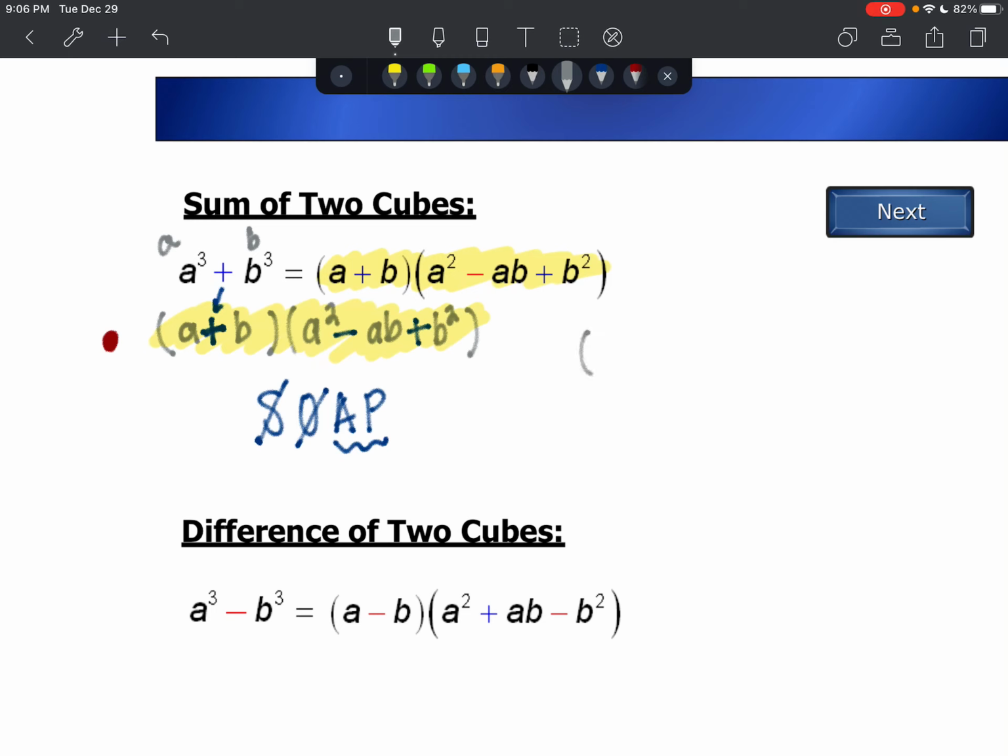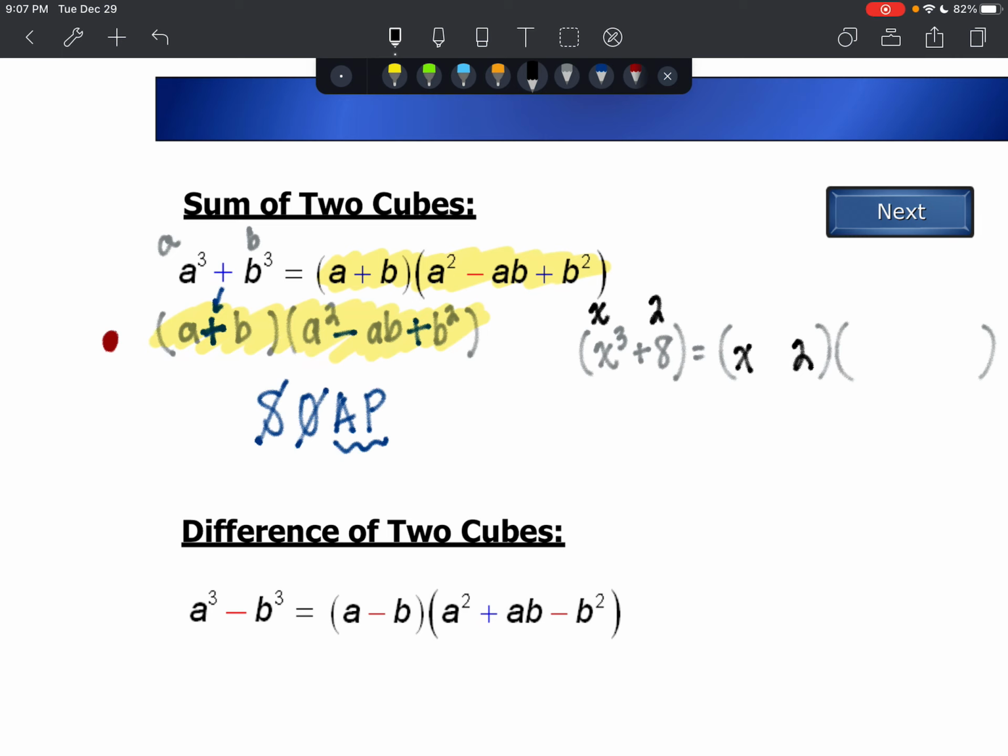Let's say that we have x cubed plus 8. Let's make sure that that's not going to be a problem that I'm going to do. X cubed plus 8. Nope, good. So we recognize that x cubed is a cube of x, and 8 is a cube of 2. So this is going to equal a binomial times a trinomial. And we're going to have x and 2 fall into place right there.